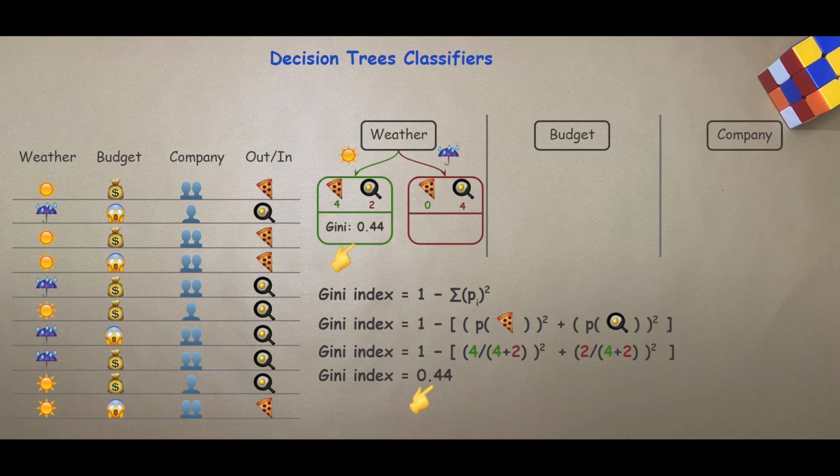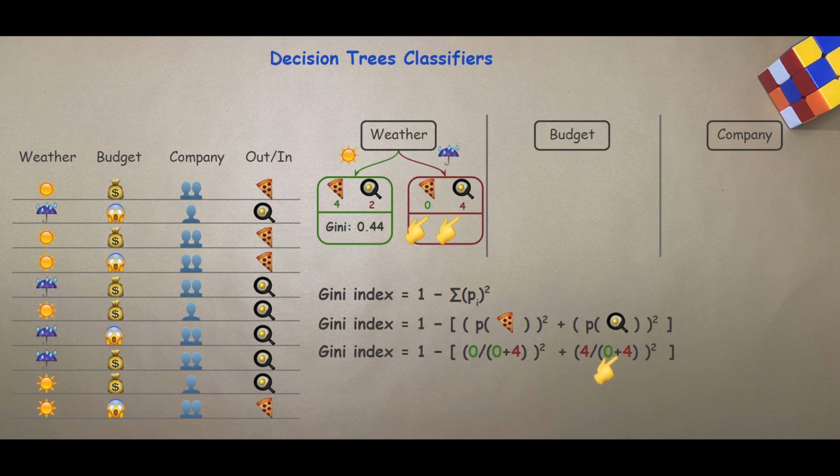So we do the math and we end up with 0.44 as a Gini index of that node. And it means that this node is not pure, which is clearly the case as we have both pizzas and pans in there. So we will write it here and we will come back to that later. We will do the same for the red branch here. 0 pizzas over 4.